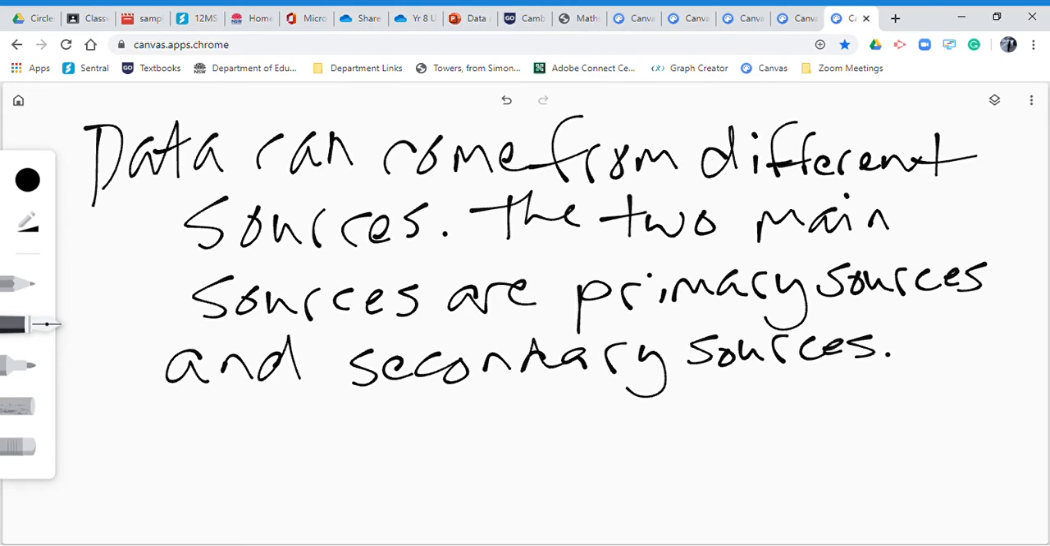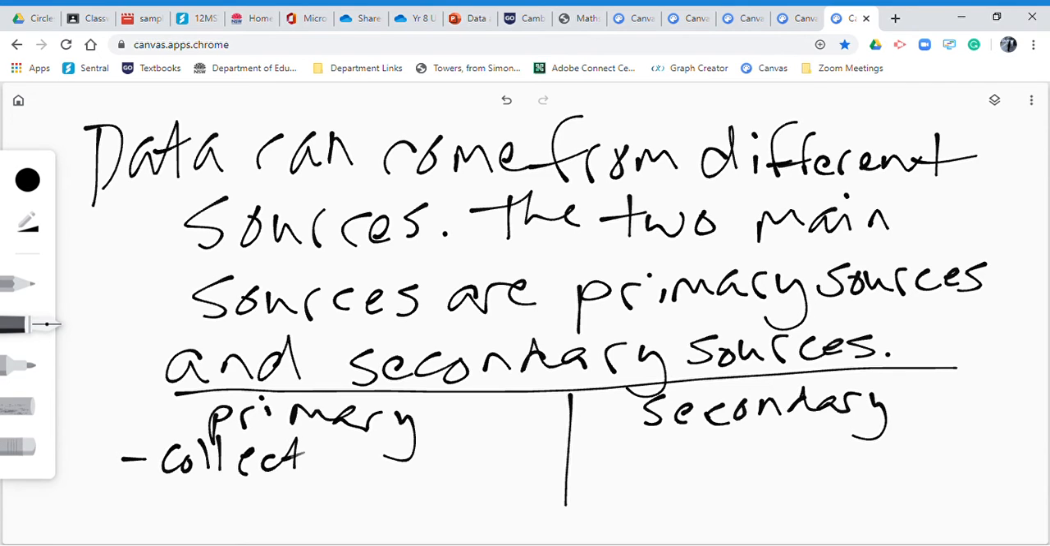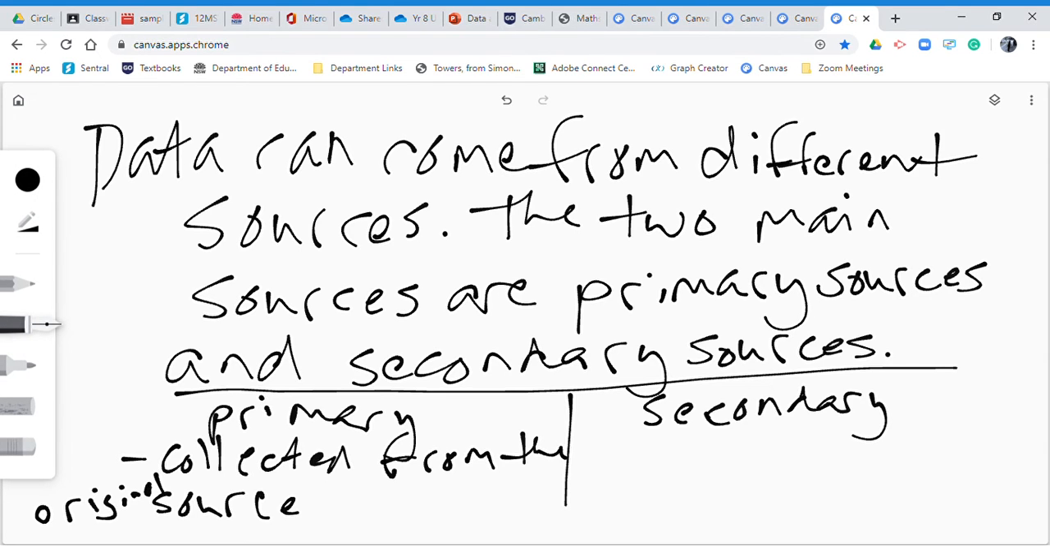So let me just write on that. Primary is collected from the source, by the original source, by the person needing the data.